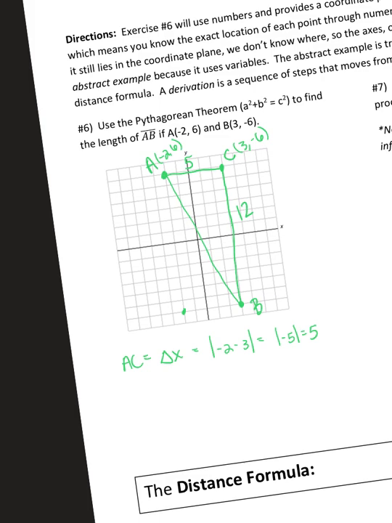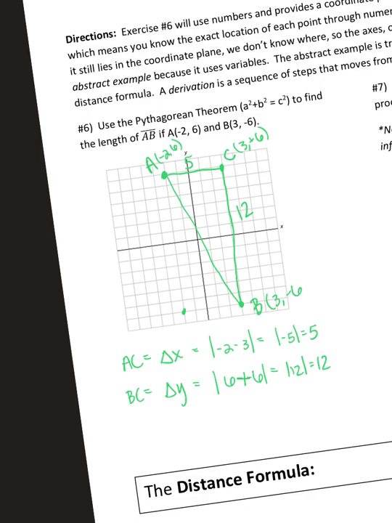And then if we wanted to find the length of BC, remember that's a change in our y's because it's a vertical line. And so B was at 3, negative 6. And this is actually a positive 6, my apologies. But the change in y's is 6 minus negative 6, the absolute value of that. Well, 6 minus a negative is a positive. So the absolute value of 12 is 12, okay?